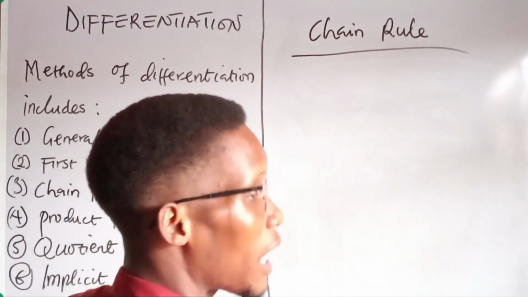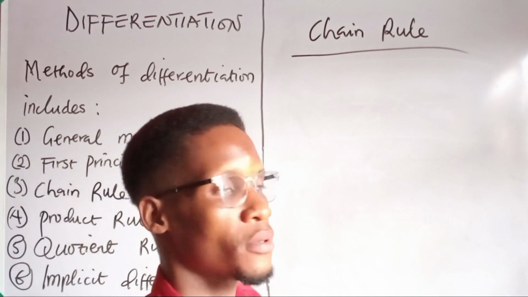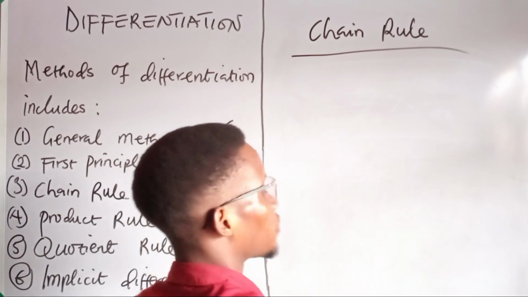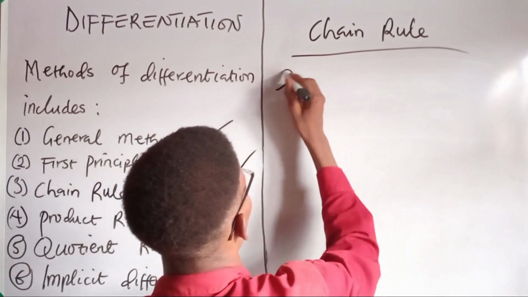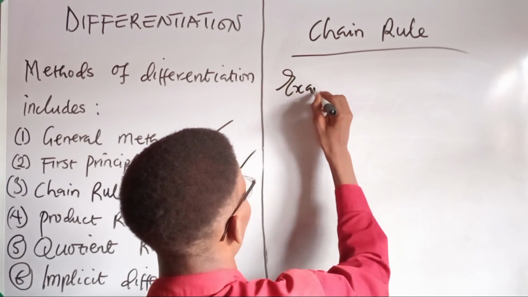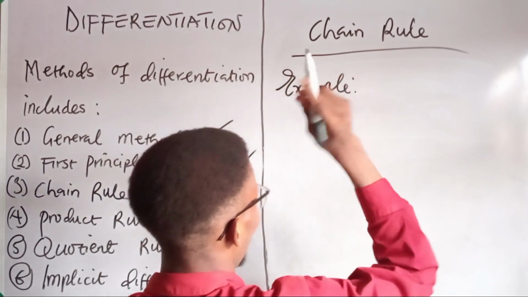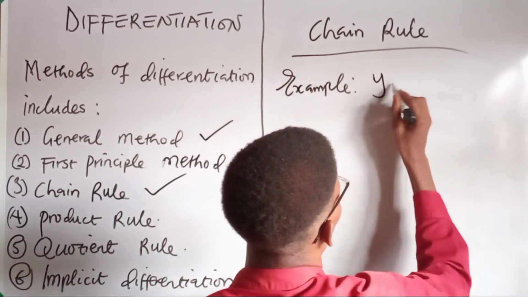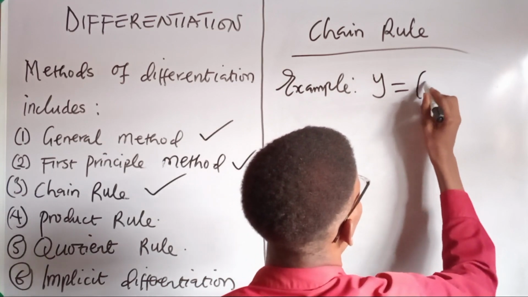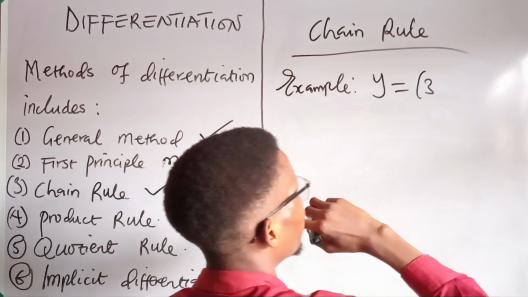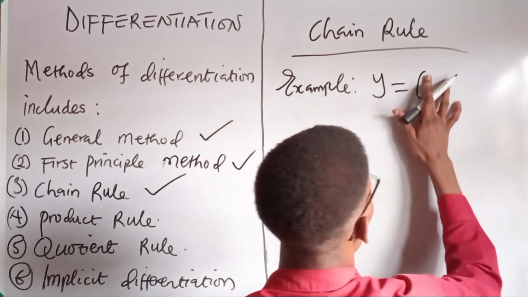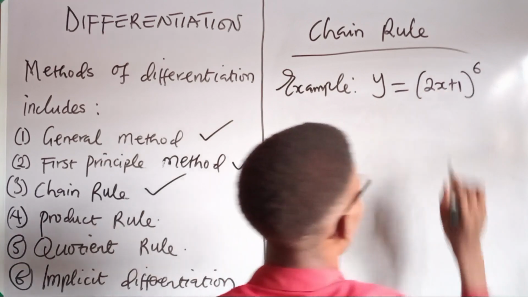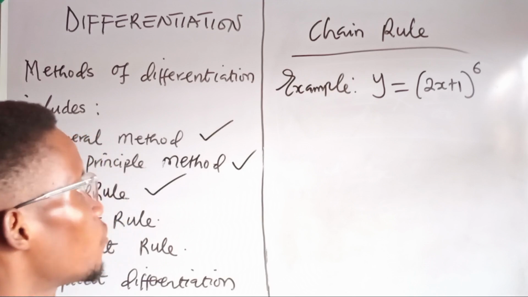Now, let's look at some examples, or just a single example depending on the time that we're given. So, example. Let's say we are asked to differentiate y equals to bracket 2x plus 1 all raised by 6, using chain rule.